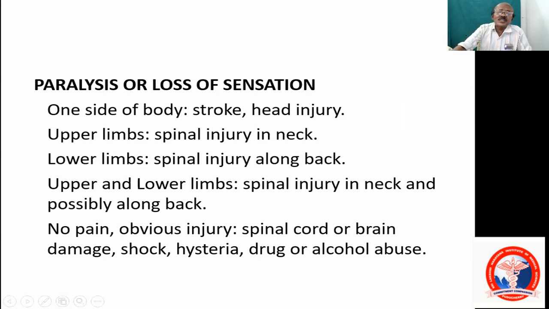Then paralysis or loss of sensation. One side of the body, you have to think in terms of a stroke or head injury. Upper limbs: spinal injury in the neck. Lower limbs: spinal injury along the back. Upper and lower limbs: spinal injury in the neck and possibly along the back. No pain or no obvious injury, then you have to think in terms of a spinal cord or brain damage, shock, hysteria, drug or alcohol abuse. Whether it is spinal, neural, the neuromuscular junction, or muscular, that becomes the entire area of the specialists.